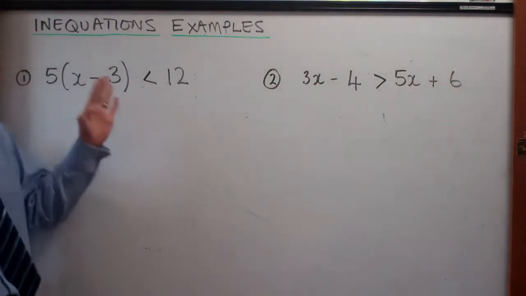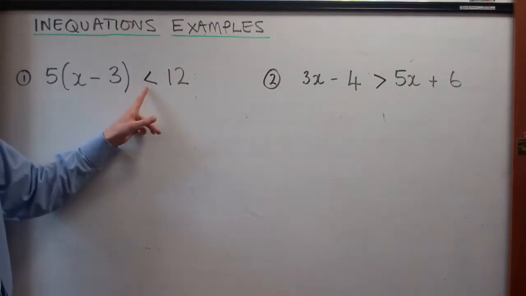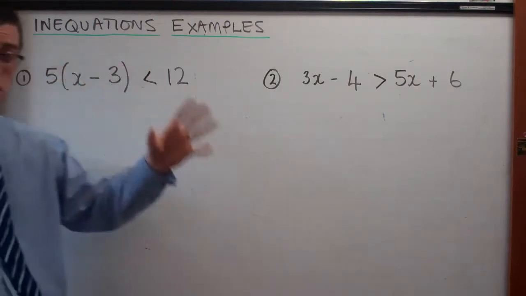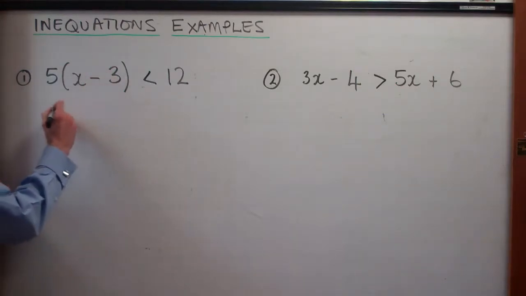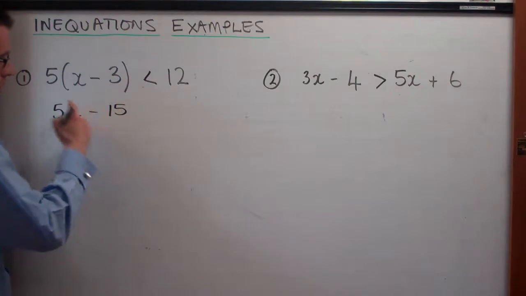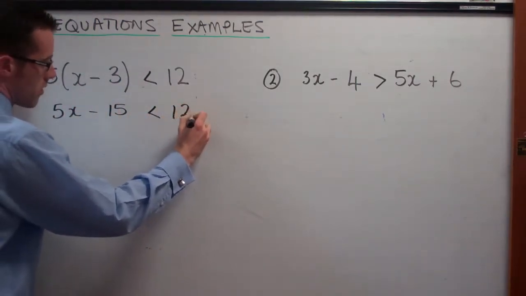So we've got two examples here of inequations. We can see we've got 5 bracket x minus 3 is less than 12. We're going to start with this one. First thing we want to do, just as if it was an equation, we'd do the exact same thing as we break the bracket out. So we're going to have 5x take away 15, because we multiply into the bracket, is less than 12.